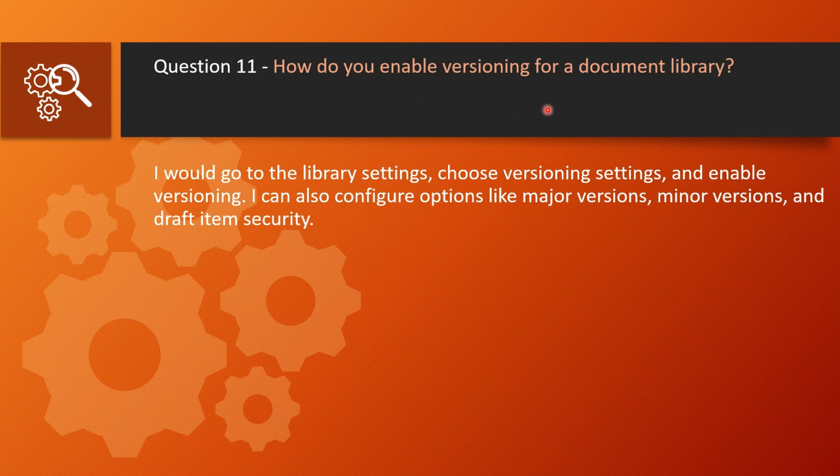How do you enable versioning for a document library? To enable versioning for a document library, you first need to go to the library, then Library Settings, then choose the Versioning Settings there, and there you can enable versioning. There you can also configure the major version, minor version, and draft item security.